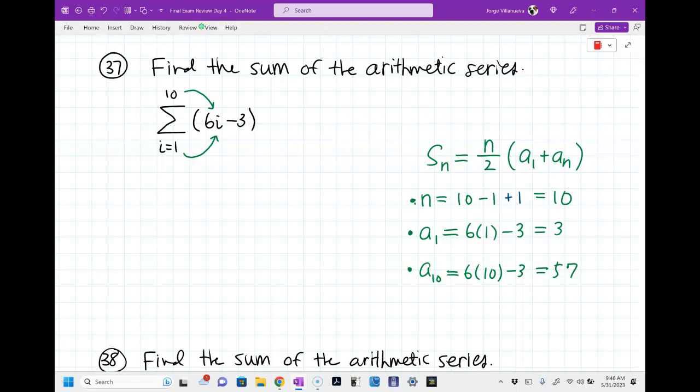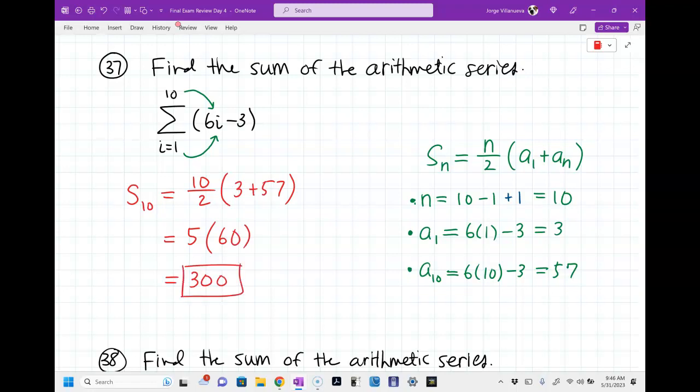So now I have everything I need. I have my n, my first term, my last term. So let's plug it into the formula. S sub 10 is equal to 10 over 2 times 3 plus 57. The 3 and the 57 are the a sub 1 and the a sub 10. I know they call it a sub n, but n is 10, so it's going to be a sub 10. So 3 plus 57 is 60. 10 divided by 2 is 5. And 5 times 60 is 300. And you're done.